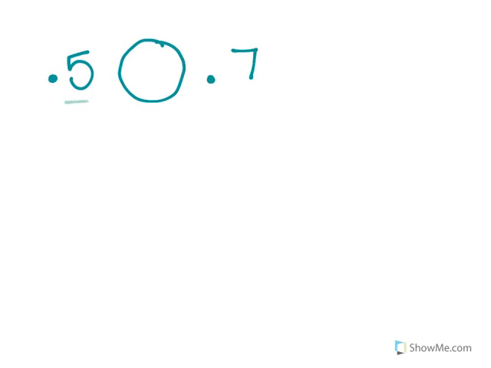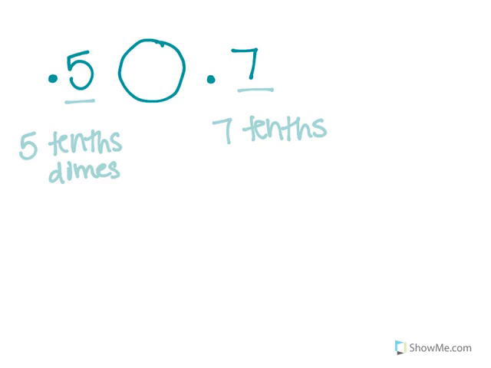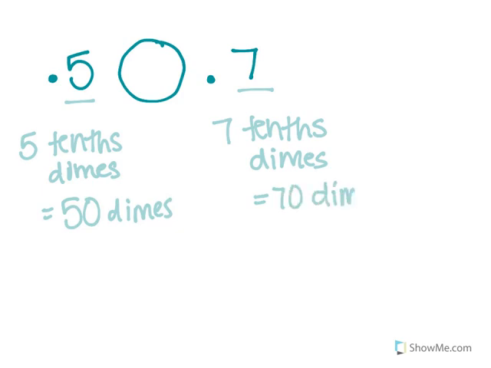Well, we're in the tenths place. So this is the same as 5/10, and this is the same as 7/10. Another way you can think about it is it's like 5 dimes and 7 dimes. Well, this would be the amount of 50, right? 50 dimes. And this would be the amount of 70 dimes because dimes are worth 10 cents each. So which one's bigger, 50 dimes or 70 dimes? 70 dimes would be bigger.